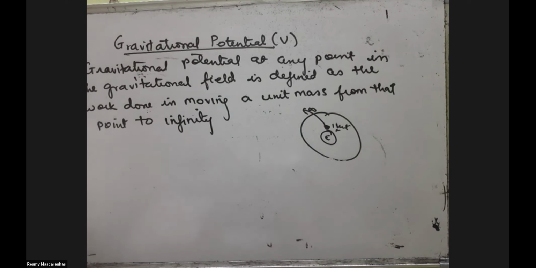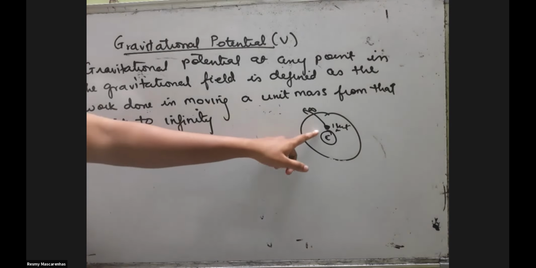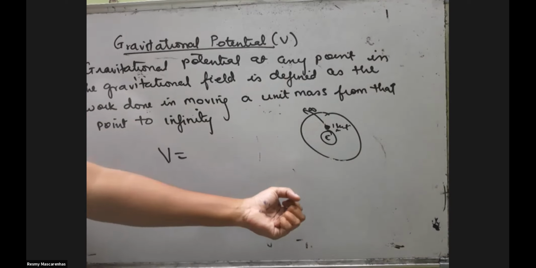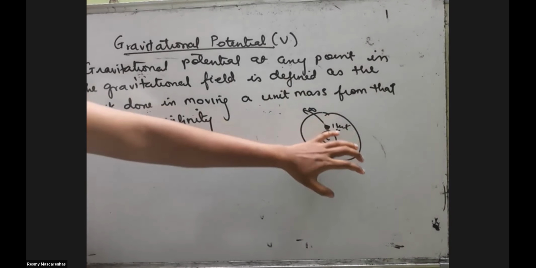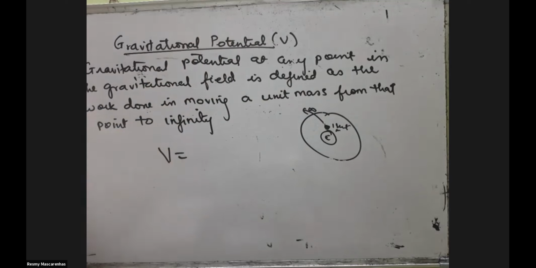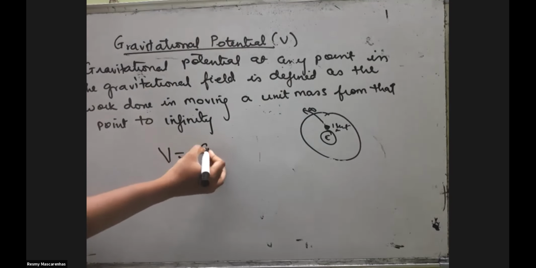So the formula of potential is V equals minus GM upon R. It's always negative. Why? Because the work is done against gravity. Gravity is trying to pull it towards itself and you are trying to take it away from it. That's why the answer will be negative.